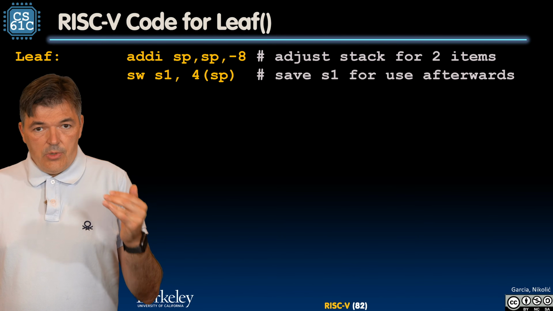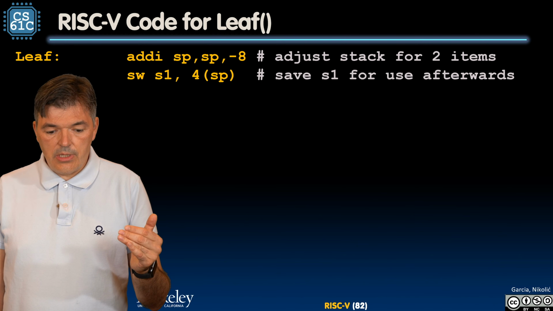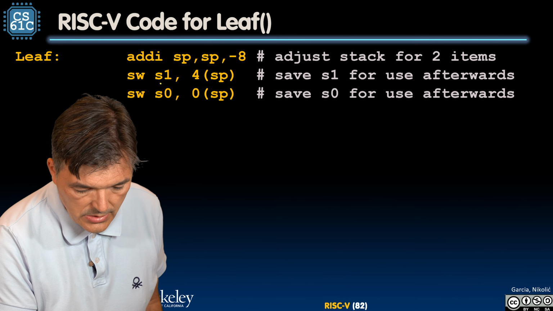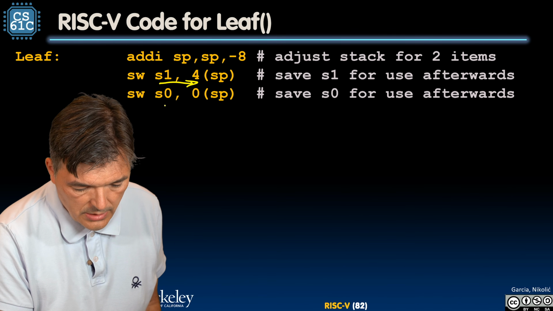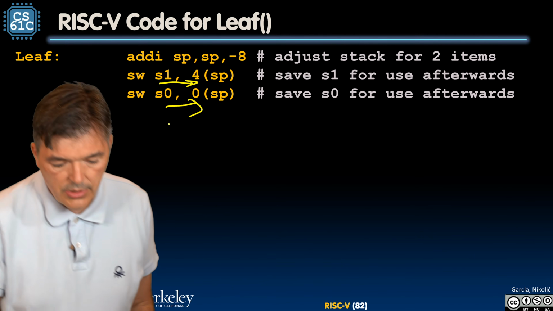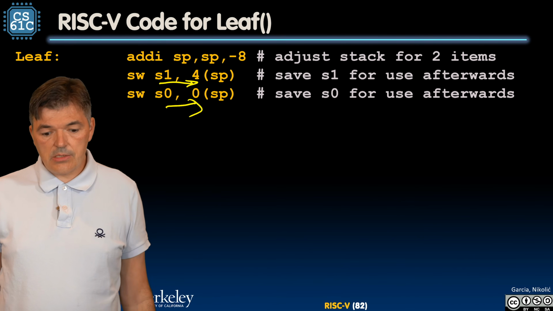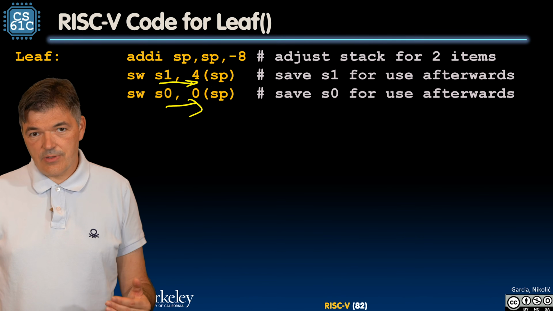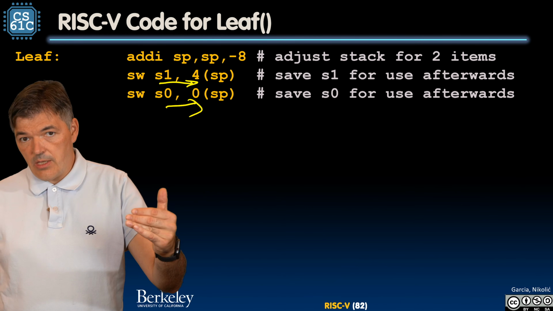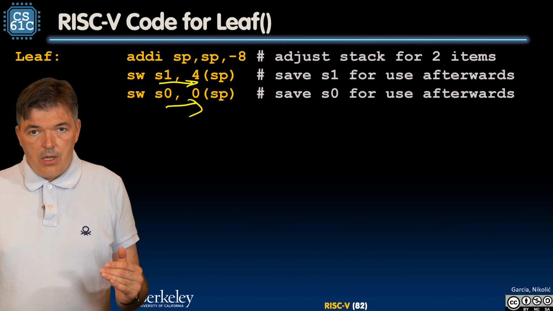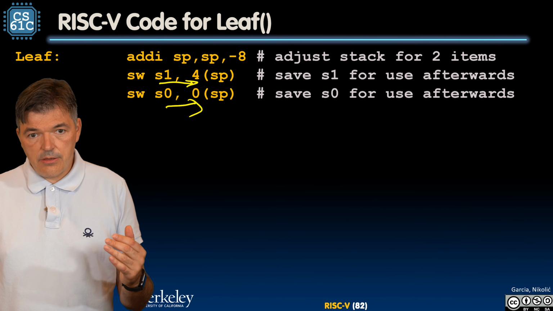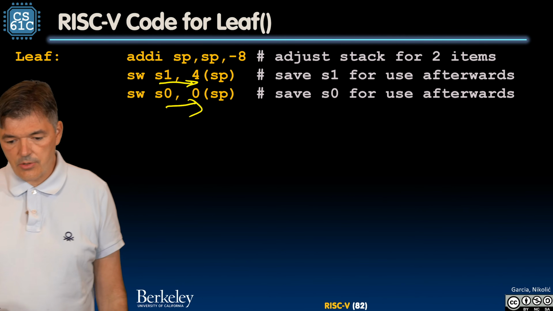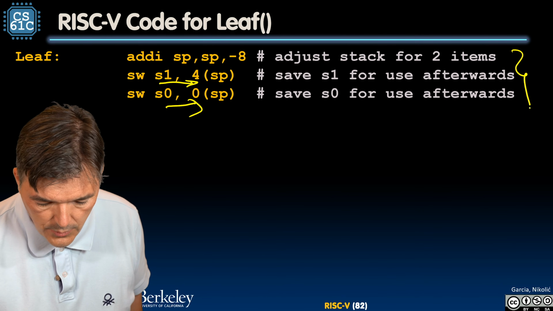We will write S1 and S0 on the stack. Remember the direction here: S1 goes to the address that is 4 bytes offset from the stack pointer, and S0 is going to go at the location of the stack pointer. The previous frame is 8 bytes away. This sequence of instructions that prepares the function call, the first thing that we do in the function call, is called the prologue.